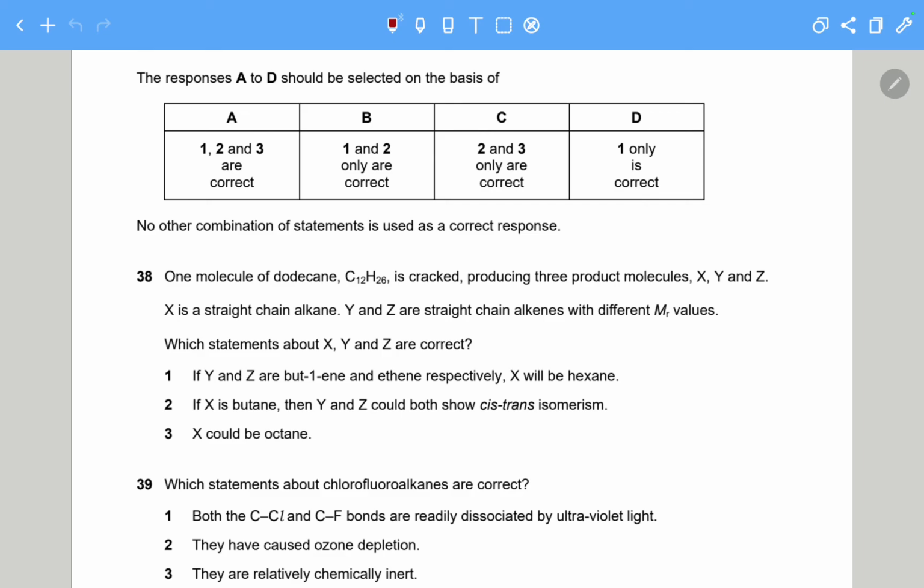Okay, so we know X is a straight chain alkane, which means saturated. Y and Z are straight chain alkenes, and they have different Mr values, so these are unsaturated. Which statement is correct? We'll go through each and every option.